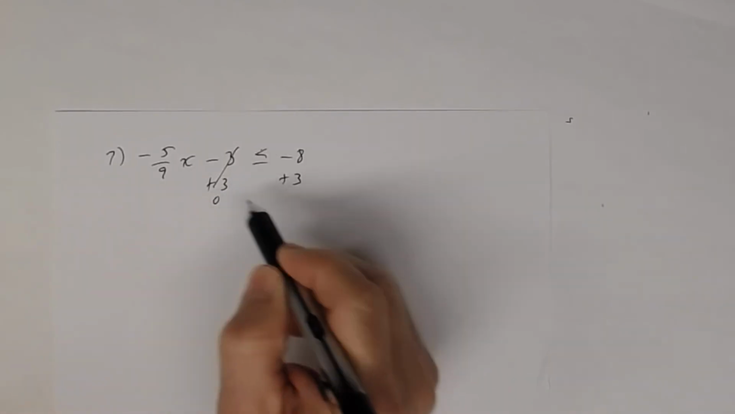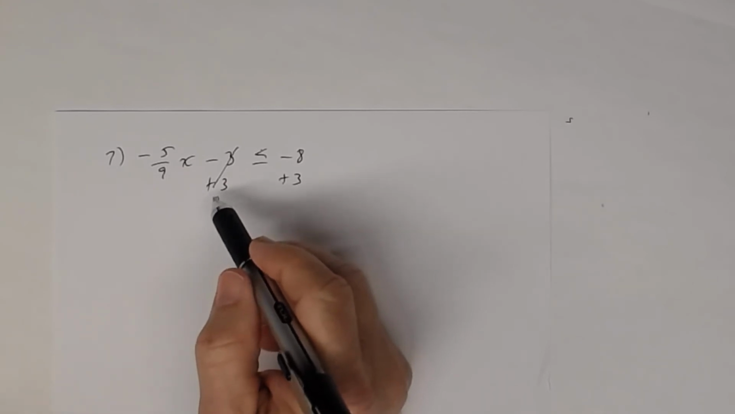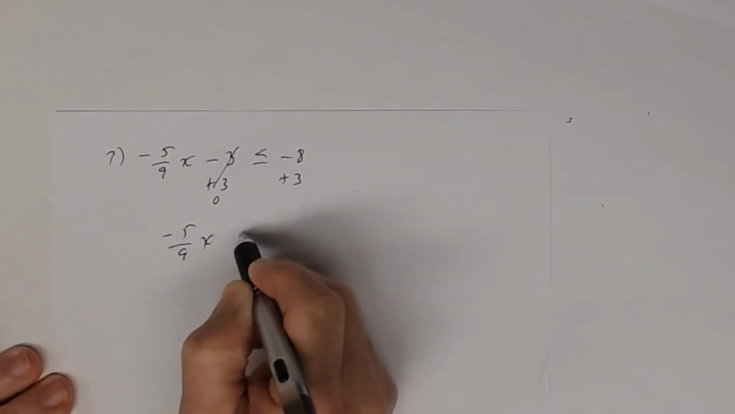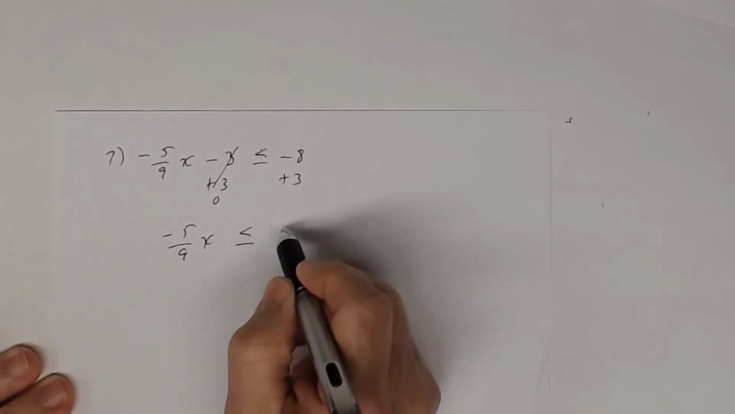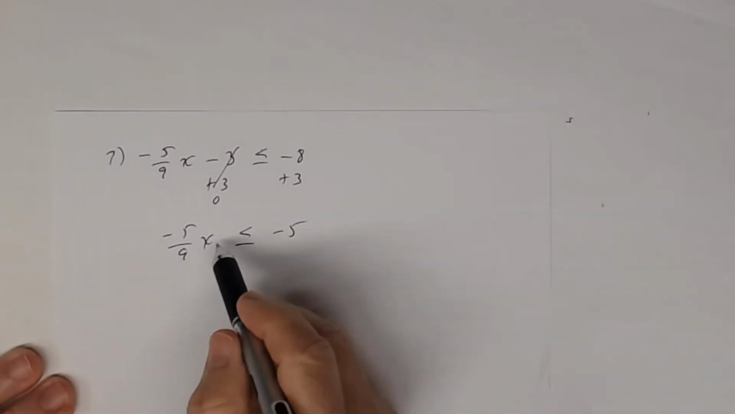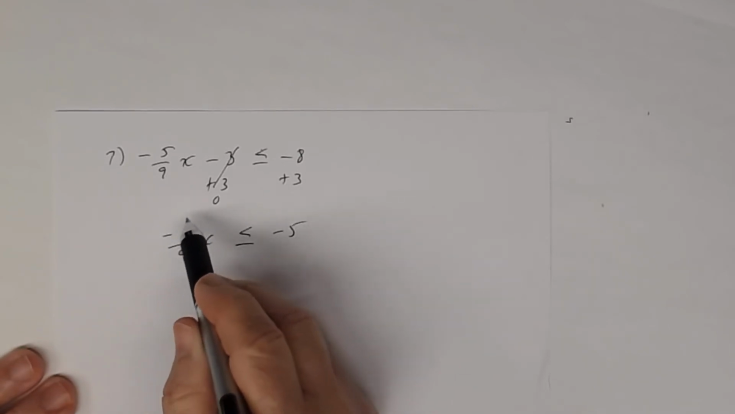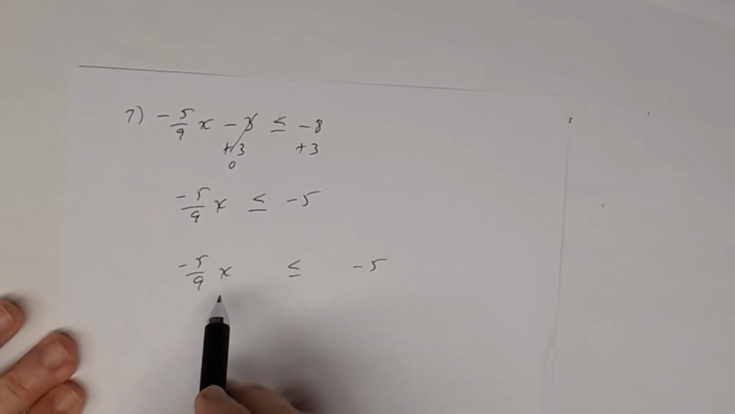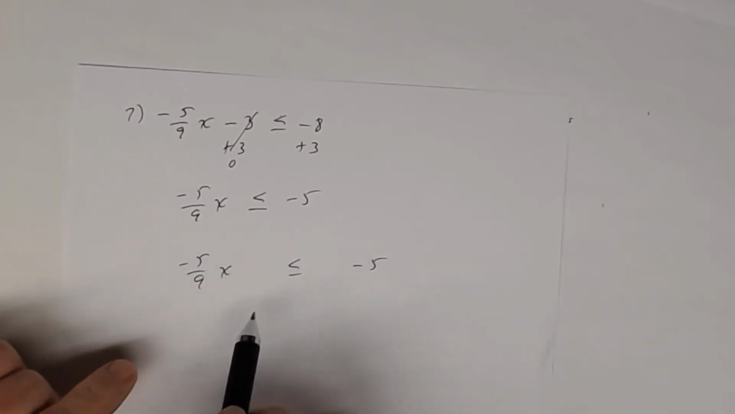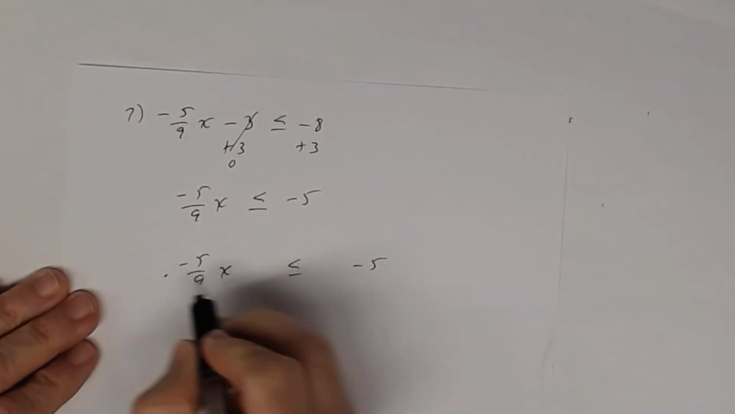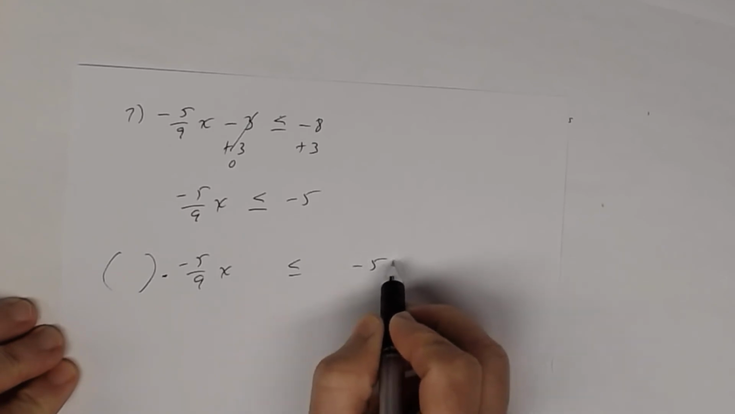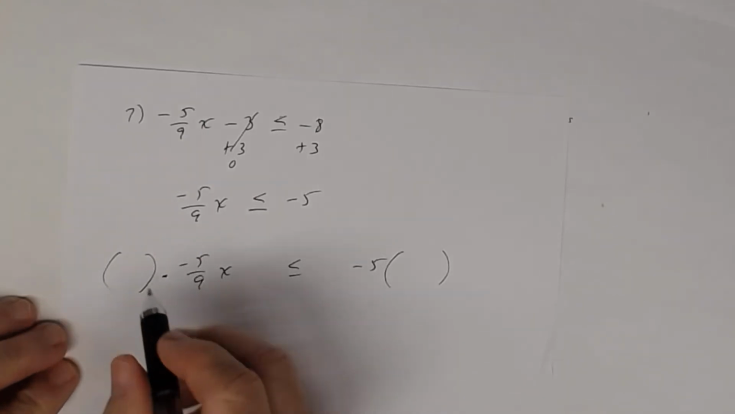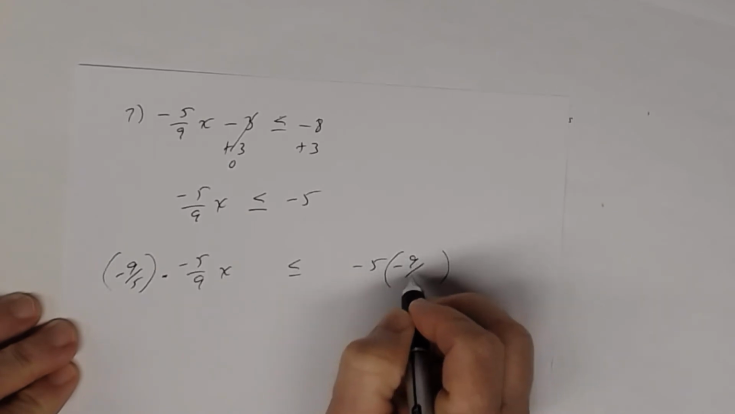And when I do that, the negative 3 and the positive 3 add up to be 0. And so I get negative 5/9 x and 0 is a negative 5/9 x. So that's negative 5/9 x is less than or equal to, and the negative 8 and a positive 3 is a negative 5, right? Okay, now notice I'm trying to get x by itself. So I need this coefficient right here to be a 1. To get that coefficient to be a 1, I'm going to multiply both sides by the reciprocal of the coefficient. The reciprocal of negative 5/9 is a negative 9/5, just like this.